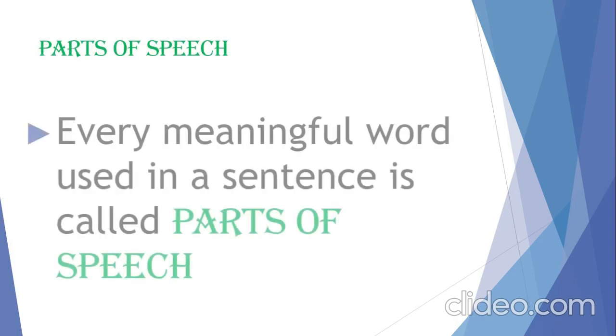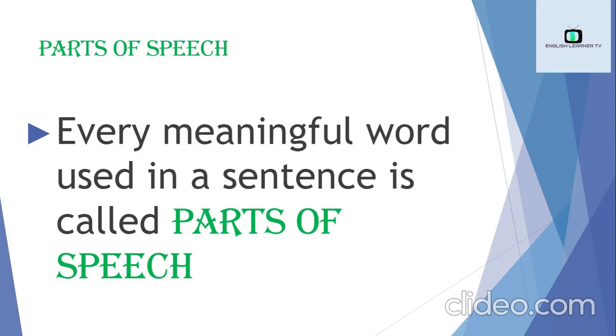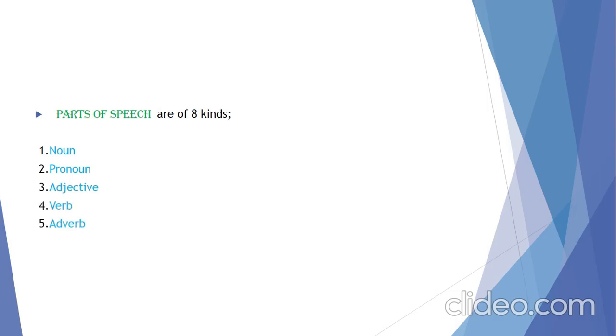Parts of speech. Every meaningful word used in a sentence is called a part of speech. Parts of speech are eight kinds. One, noun. Two, pronoun. Three, adjective. Four, verb. Five, adverb. Six, preposition. Seven, conjunction. Eight, interjection.